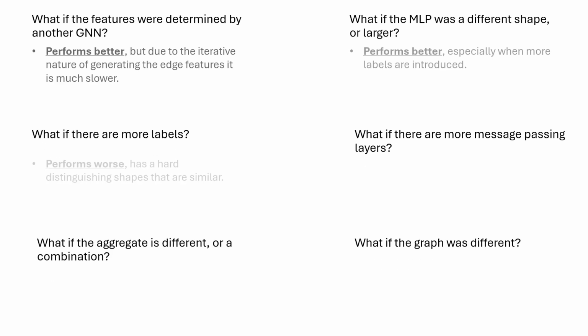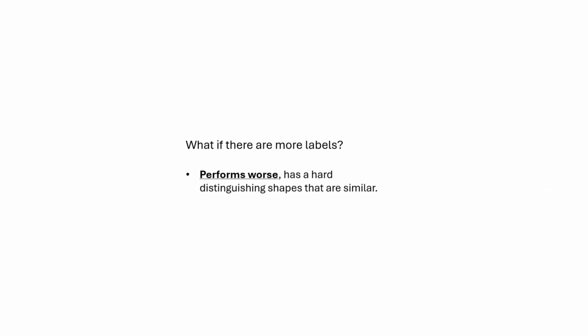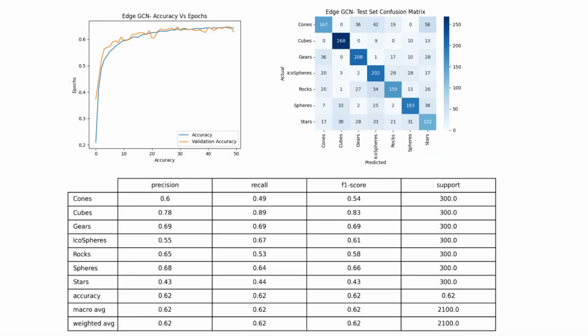There were further explorations surrounding this project. However, there is one I would like to address. What happens when you add more labels? Of course, the model performs worse.